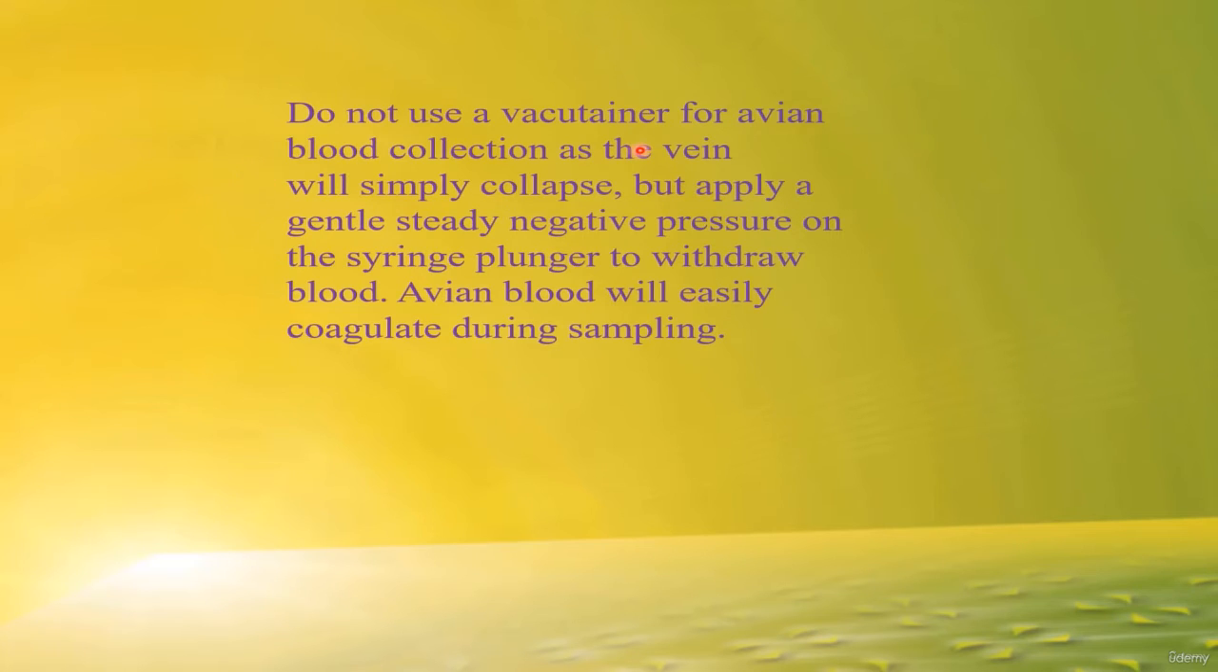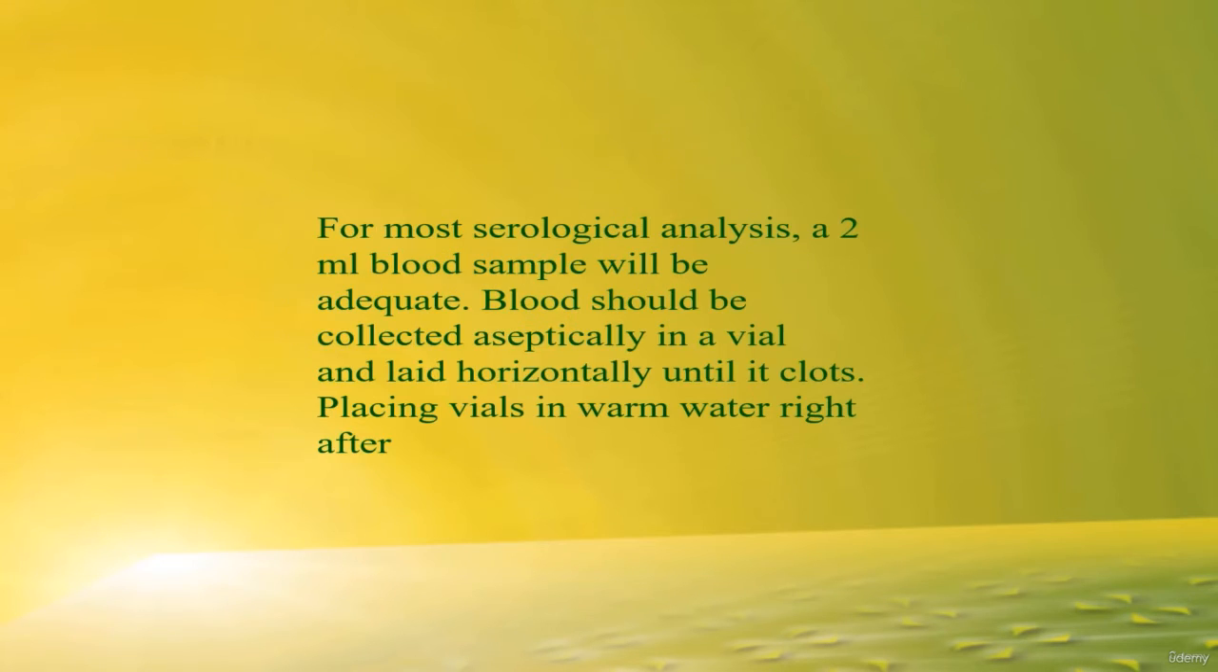Don't use a vacutainer for a vein blood collection, as the vein will simply collapse, but apply a gentle steady negative pressure on the syringe plunger to withdraw blood. Avian blood will easily coagulate during sampling. For most serological analysis, a 2 ml blood sample will be adequate.